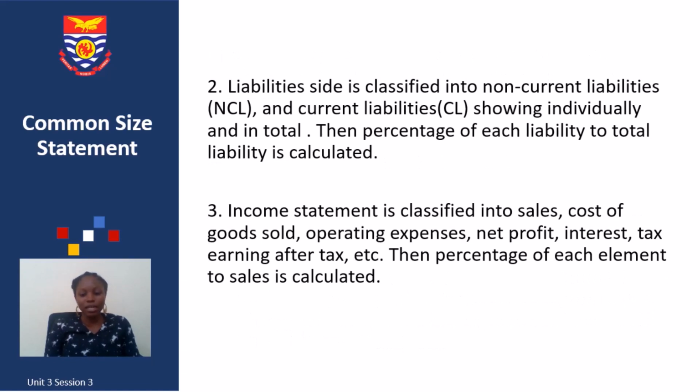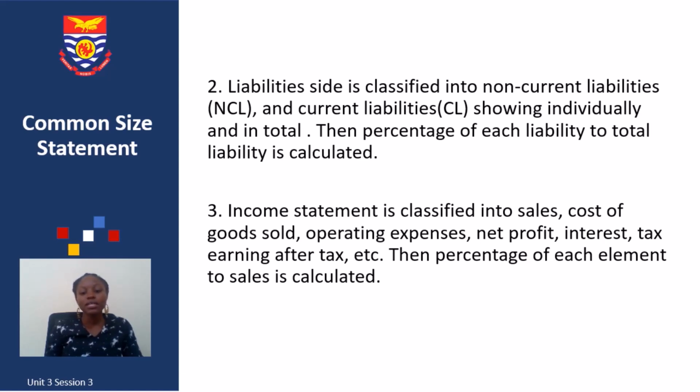When it comes to the liability side, just as we have for the asset side, we have current liabilities and non-current liabilities. And then you can find the total liabilities, which will be the sum of the non-current and the current liabilities. Now you can find each of the categories with respect to the total liabilities.